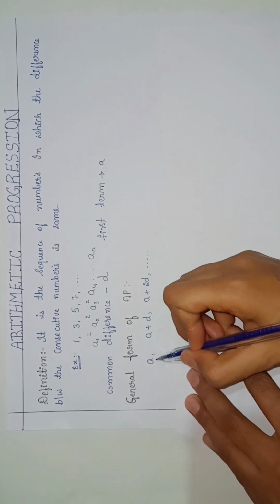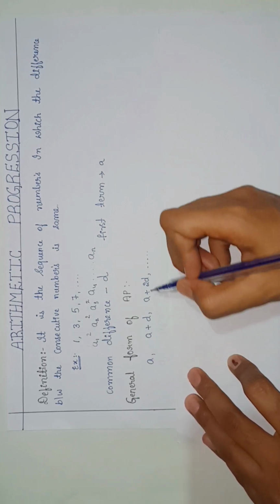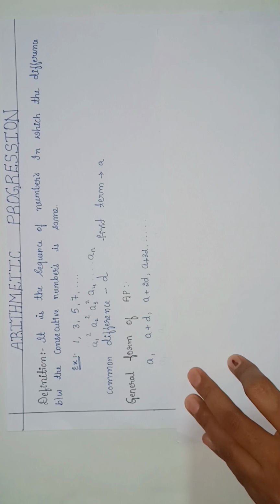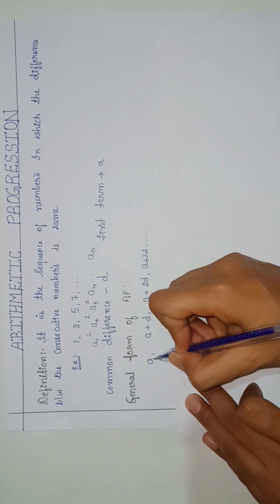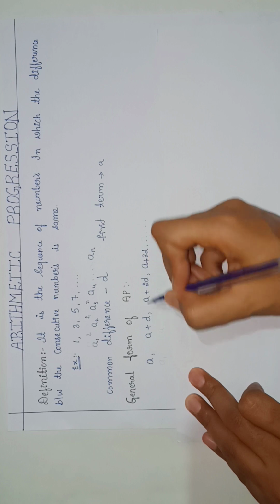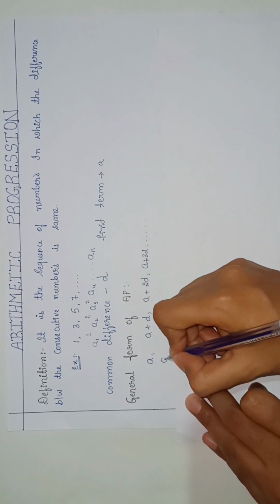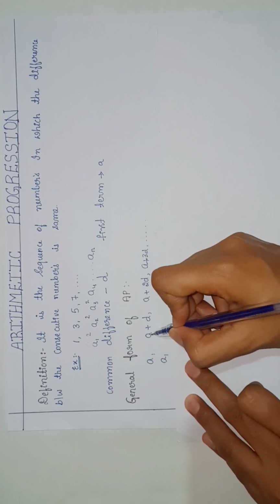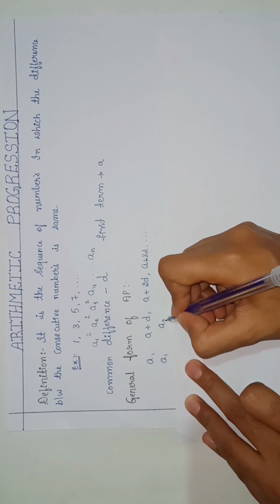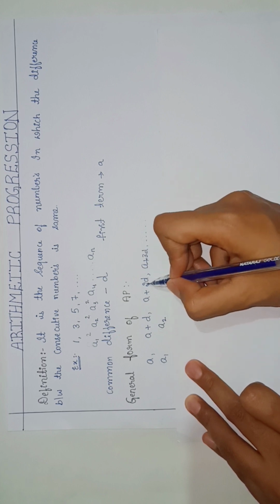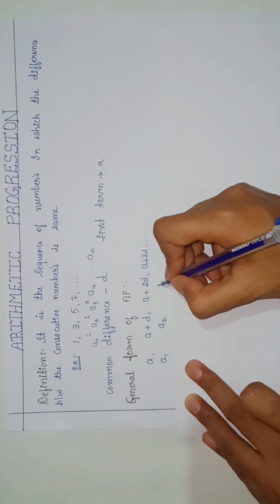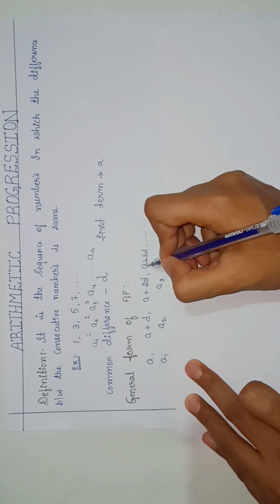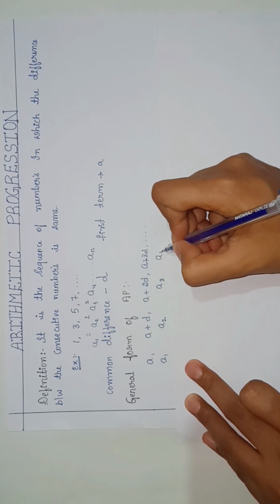The general form of AP is a, a plus d, a plus 2d, a plus 3d and so on. Observe here, a is the first term, d is the common difference. So the first term is a or a1. If you add the common difference to the first term, you get the second term. If you add 2 times the common difference to the first term, you will get the third term. And if you add 3 times d to the first term, you will get the fourth term.